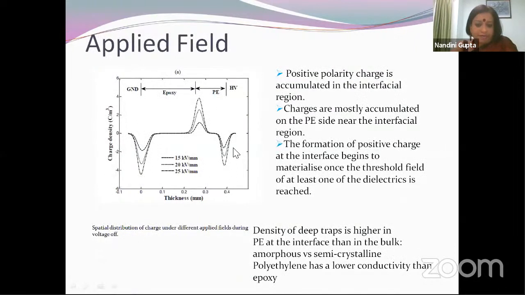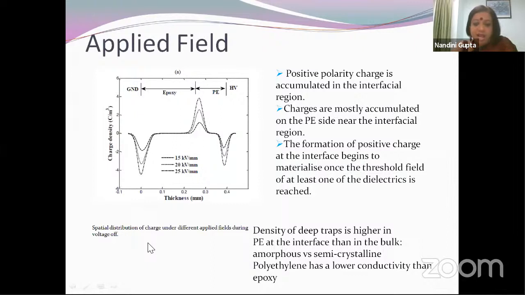Of course, applied fields, even for multi-dielectric systems, have an effect. The higher the electric field, the more the charge, and more is the charge even at the interface. And you also see that there is a difference between the amount of charge that is being accumulated in the polyethylene and the epoxy, and that is because of the material difference.